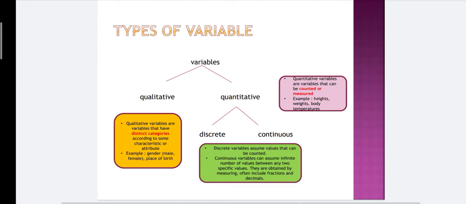Contohnya apa lagi? Number of cars, kan? Number of siblings. Itu adalah discrete quantitative variable. Cannot be expressed in decimal places. But kalau continuous, body temperature boleh, height, weight, semua yang boleh di-express dalam decimal places adalah continuous quantitative variable. Itu yang paling senang you nak beza antara discrete kuantitatif dan juga continuous kuantitatif.